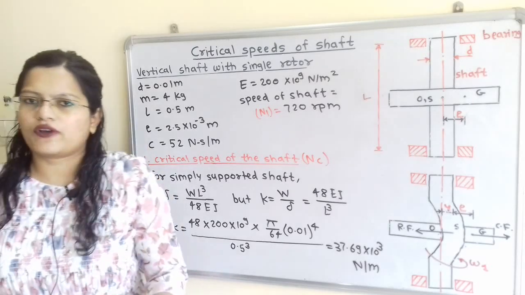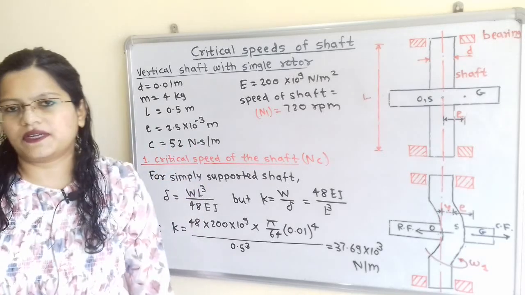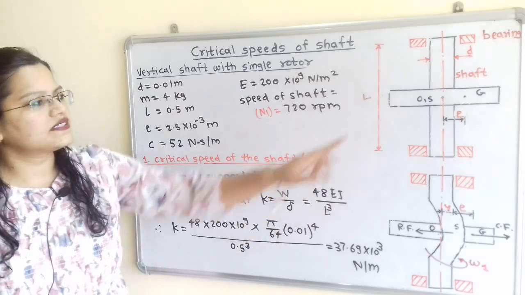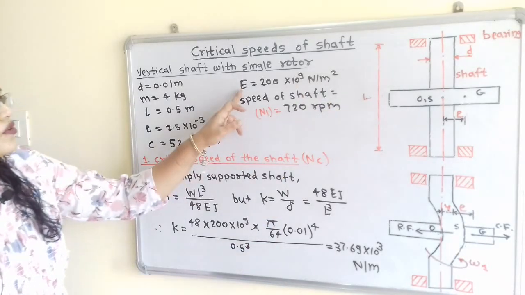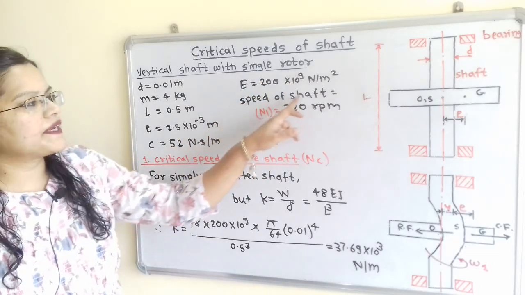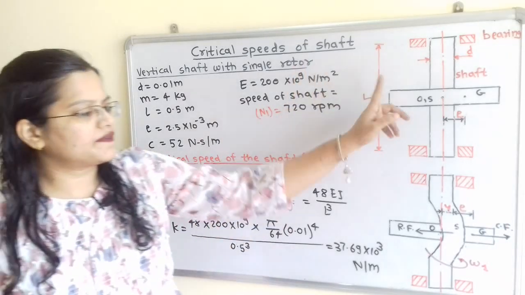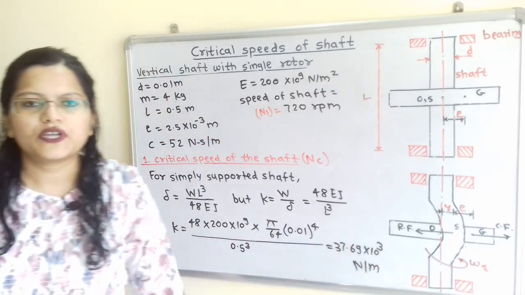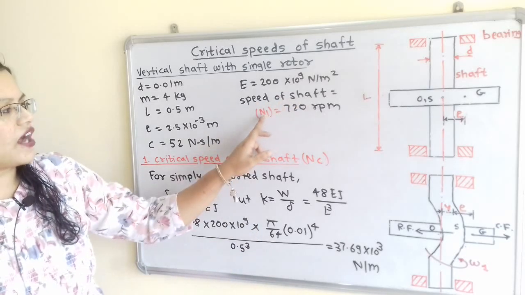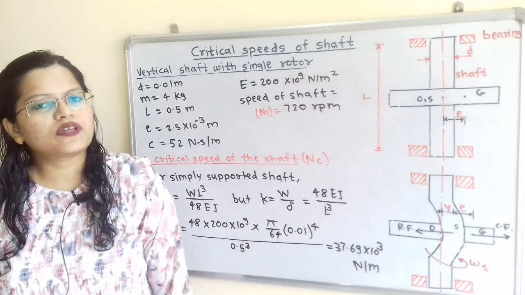Then the damping coefficient is also given, 52 Newton second per meter. So this is the question for the damped vertical shaft with single rotor. Then modulus of elasticity is 200 into 10 raised to 9 Newton per meter square. Speed of the shaft: we will consider here the shaft rotates with angular velocity omega 1. So when it rotates with omega 1, the speed of the shaft N1 is equal to 720 rpm. Now we will move to the first question.